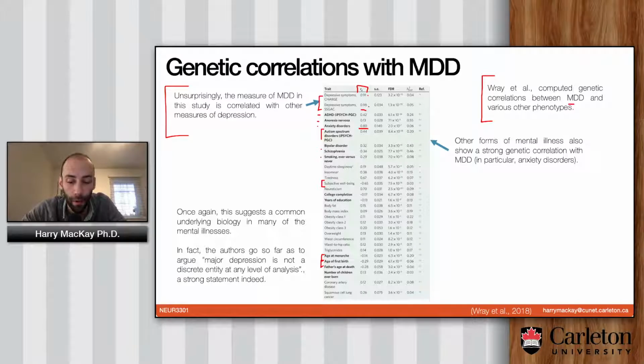That kind of thing. Father's age at death. That's a really strange one. Why would the genetics of depression be negatively correlated with your father's age at death? What would it mean? The more depressed you are, the younger your father died, I guess. That kind of makes sense, right? The more depressed you are, the younger your father died. Yeah, exactly. So that's a weird one. I don't really know why that would be a thing, but it is.